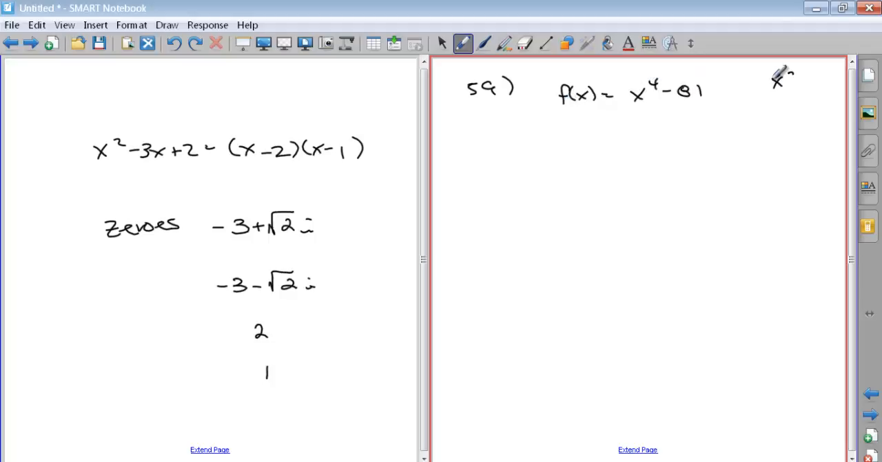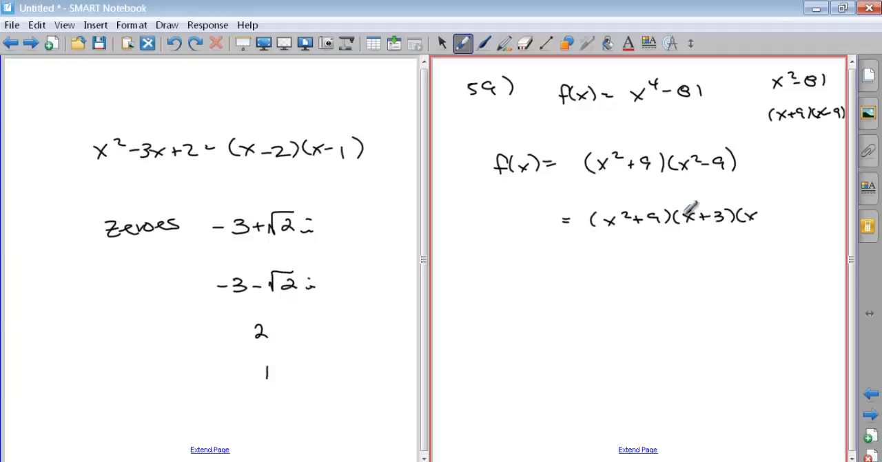Now if I asked you what was x squared minus 81, you'd say, oh, it's x plus 9, x minus 9. The inner and outer cancel out. So the same thing applies here, but you've got x to the 4th instead of x squared. So it ends up being x squared plus 9 and x squared minus 9. And you can factor the second term again into x plus 3 and x minus 3.